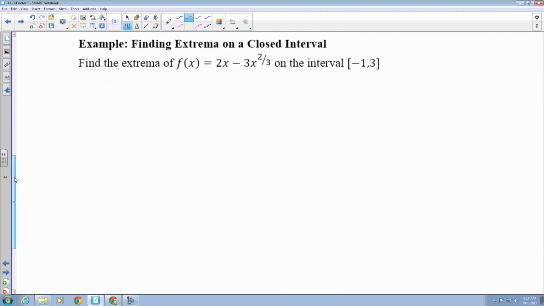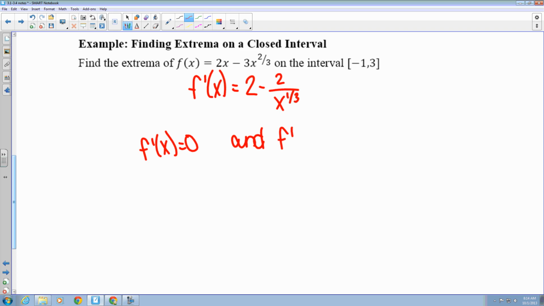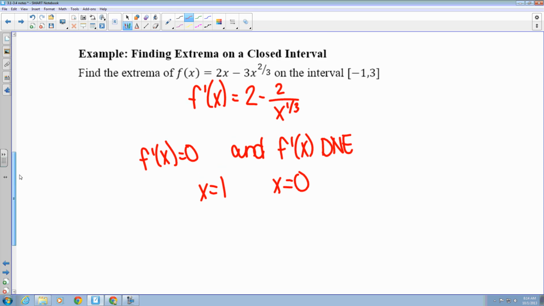All right, so let's do the next example. Find the extrema. So we need to find the derivative. 2 minus 2 over x to the 1/3, or x to the -1/3. The critical values occur when f prime is equal to 0 and when f prime doesn't exist. That happens at 1, and when x is equal to 0, where f prime doesn't exist. So those are our 2 critical points.